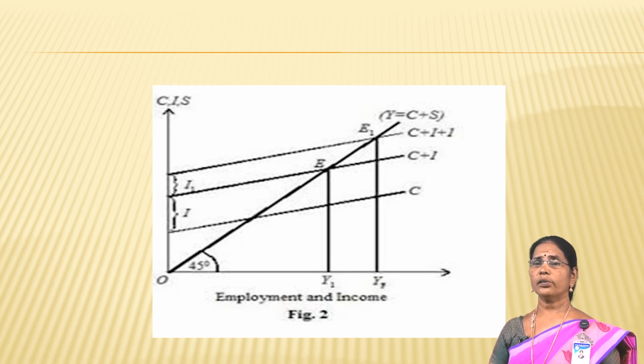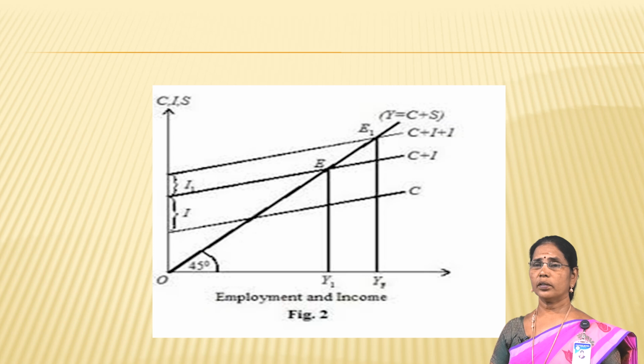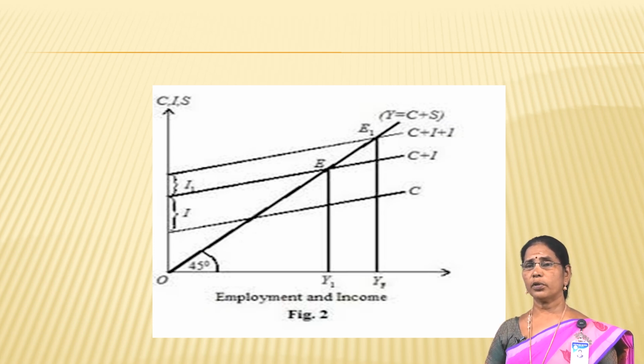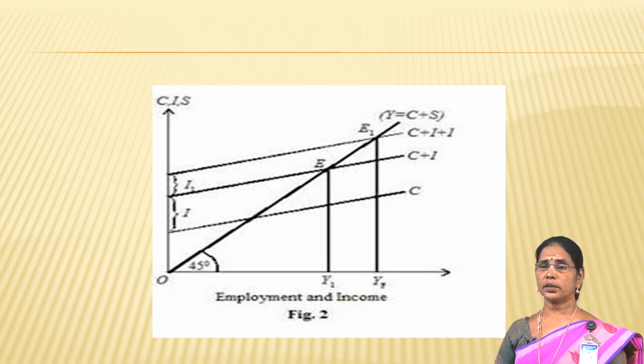Here we have to take the consideration of employment and income on the x-axis, and consumption, investment and saving on the y-axis. Here we have to see the levels of consumption, C, and C plus I plus delta I. Here the investment is increased from one level to another level. Here we have to take the consideration of the 45-degree line, income equal to C plus S. Here we have to see the two equilibriums from E to E1. When there is an increment in investment, it gives another equilibrium, that is E1. Here the income is increased from Y1 to Y2. This is the explanation given by Professor Keynes.